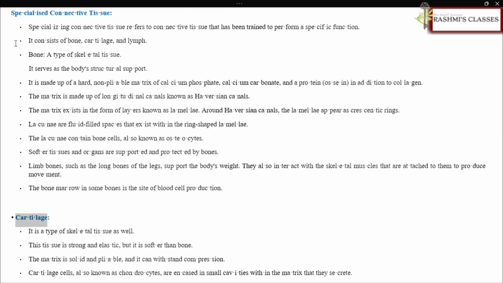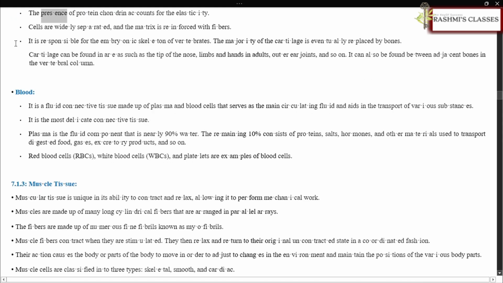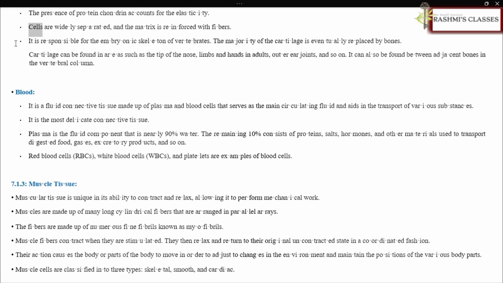Cartilage. It is a type of skeletal tissue as well. This tissue is strong and elastic, but it is softer than bone. The matrix is solid and pliable, and it can withstand compression. Cartilage cells, also known as chondrocytes, are encased in small cavities within the matrix that they secrete. The presence of the protein chondrin accounts for the elasticity. Cells are widely separated, and the matrix is reinforced with fibers.